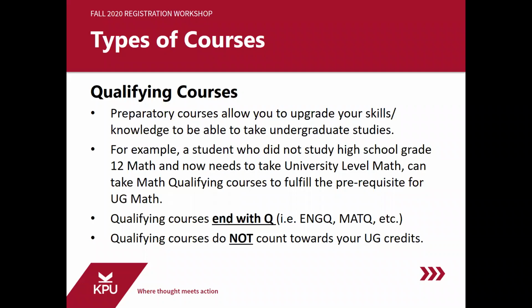Okay. So you may wonder, how do you differentiate whether a course is qualifying or not? So qualifying courses end with the Q. So for example, ENGQ for English qualifying courses, MATQ for math qualifying courses. And keep in mind that these qualifying courses do not count towards your undergraduate credits.